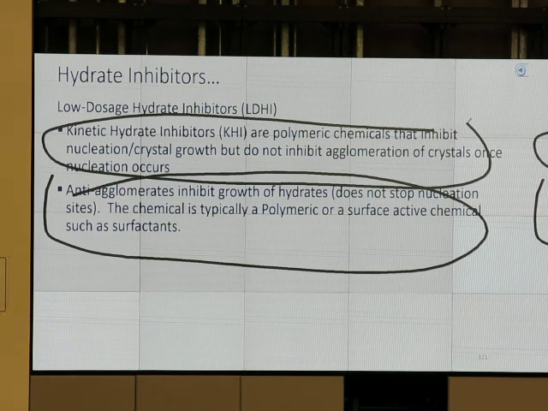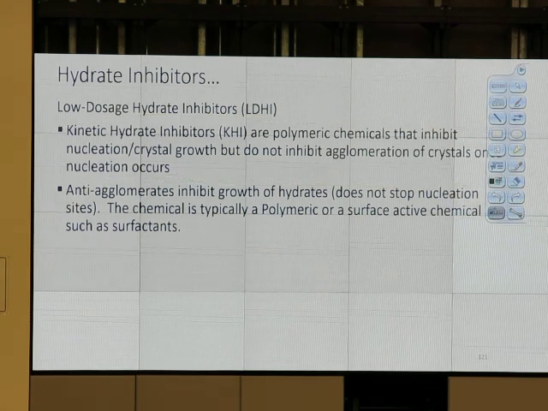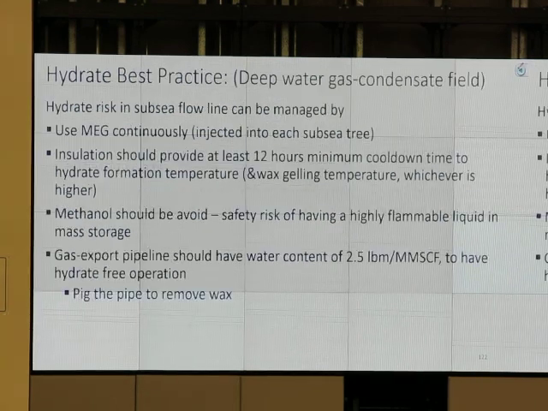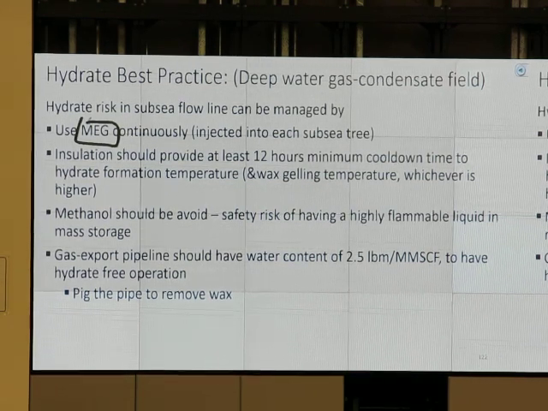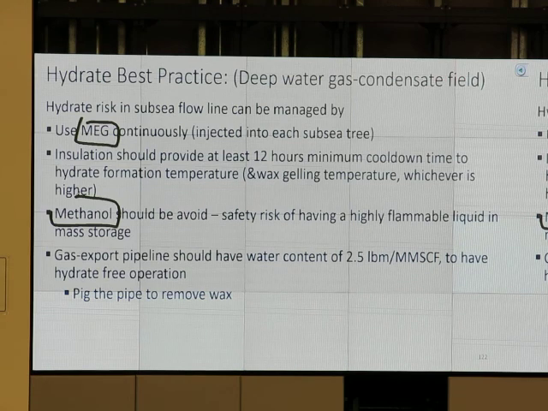LDHI, KHI, it forms but slowly, but once it's formed, it's there. So these two don't really completely prevent it. To completely prevent it, we have to disrupt the thermodynamic equilibrium or inject something: monoethylene glycol, or we use methanol.